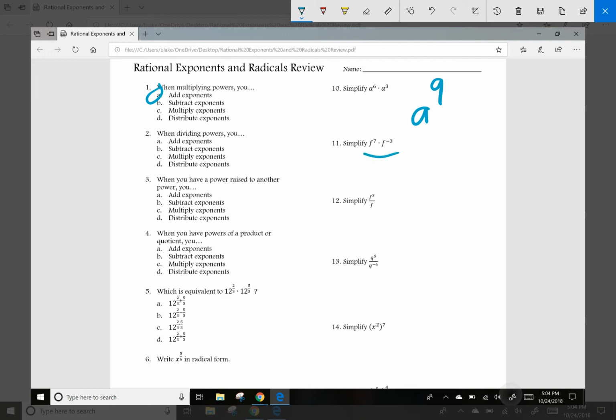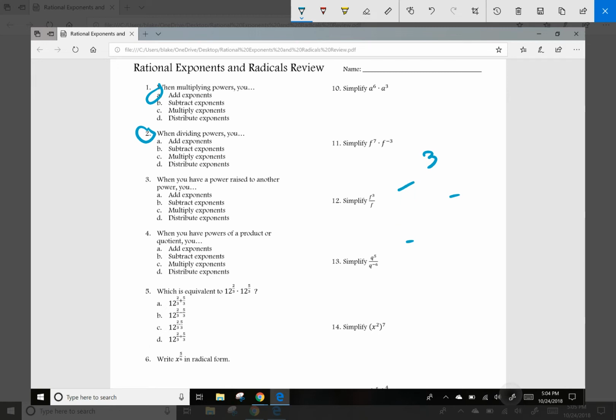So you do the same idea here in number 11. You have multiplying powers, so you're going to add the exponents. So that's just 7 plus -3, or the same as 7 minus 3. And 7 minus 3 is just 4, so it's f to the 4th power. In number 12, again, I explained why. If you skipped ahead and missed it, go back and look at when I talked about number 2. I talked about number 12 at the same time. When you divide powers, you subtract the exponents. So this is f to the 3rd over f to the 1st. So 3 minus 1 is just 2, which makes this f to the 2nd.